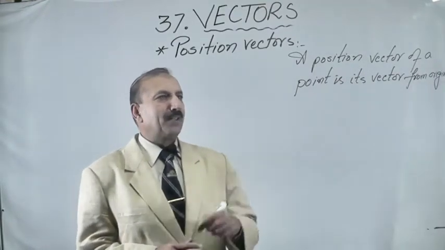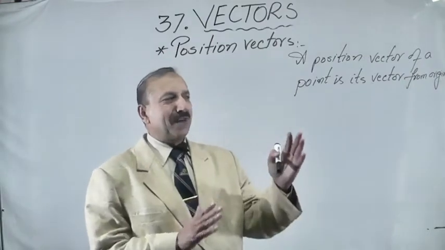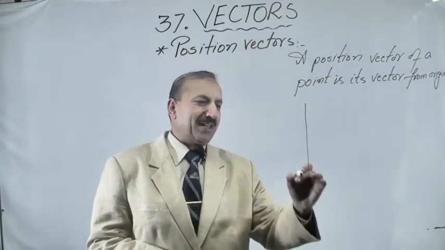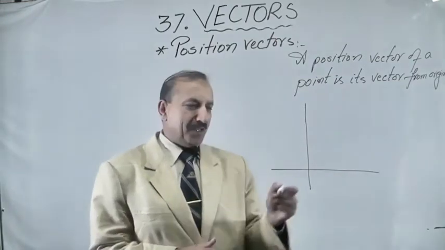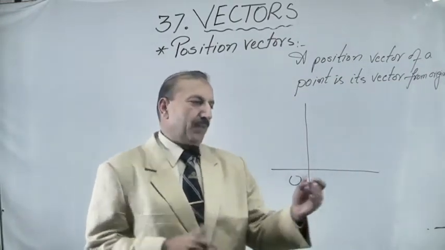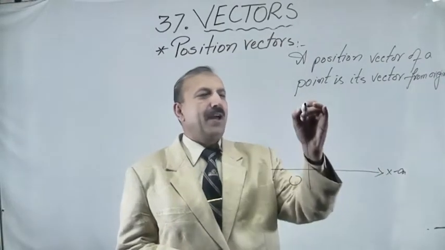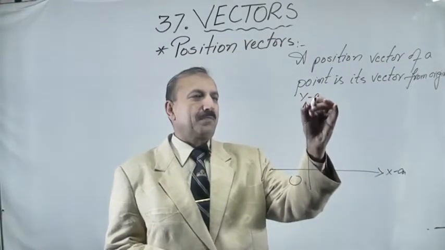A position vector of a point is its vector from the origin. For example, we have coordinate axes. Here is the origin, and for example, this is the x-axis. We know this is the x-axis, and here is the y-axis.